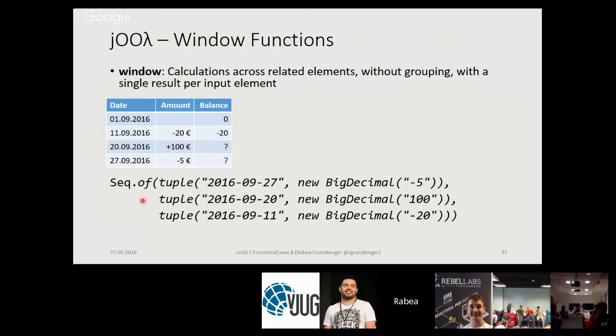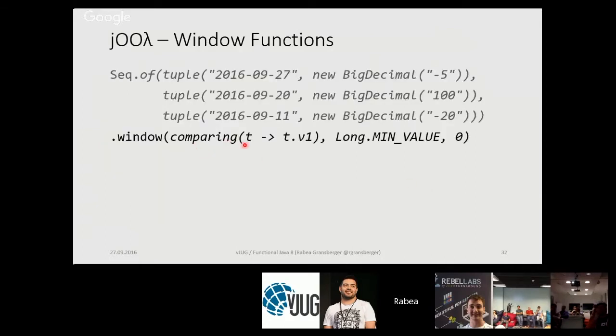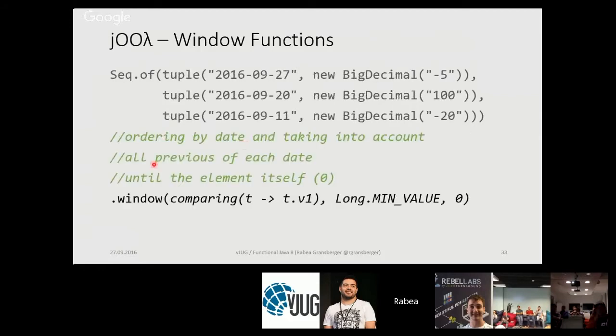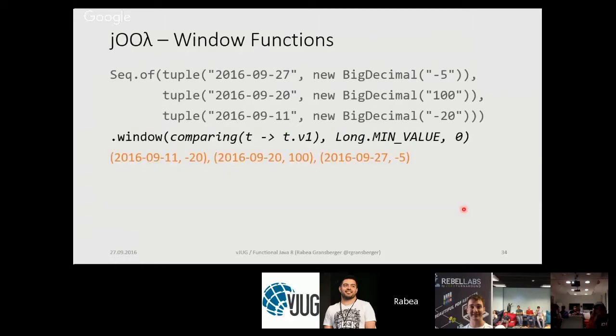So if you want to do it with jOOL, we can actually create tuples. So we just copy and paste from our bank account, right, and create a tuple with the date and then the actual amounts. Then we call a window function on it. So what does this function actually do? It says comparing by value 1. So in our tuple, it's our date. So it's ordering actually by date and taking into account all the previous values of each date, because we say Long.MIN_VALUE, until the element itself, so until 0. So what we do here now is we order all the lists. So we have the 11th, the 20th, and the 27th.